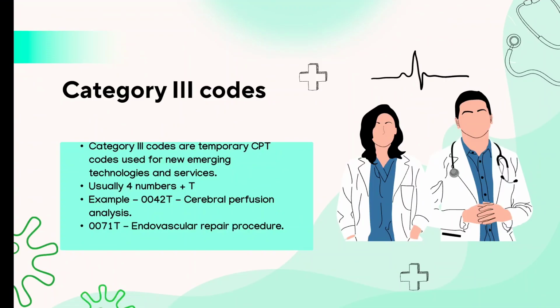For example, 0042T is the code for cerebral perfusion analysis. Another example is code 0071T, which is for an endovascular repair procedure. So remember, Category 3 codes are used for coding of emerging new technology and services, and Category 3 codes generally end with the letter T. Understanding these three categories is an important foundation for learning CPT coding and medical billing.